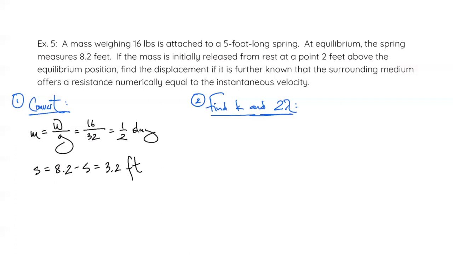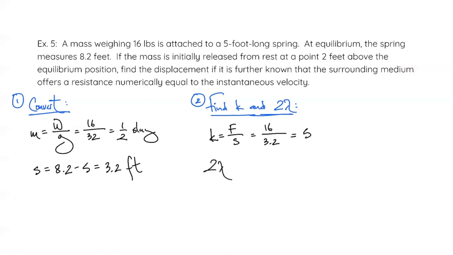All right, so let's find our K. We know by now that K is going to equal force divided by S. And in this case, it'll be the weight. So 16 pounds divided by 3.2 feet. And that actually gives us 5 as our spring constant. Okay.